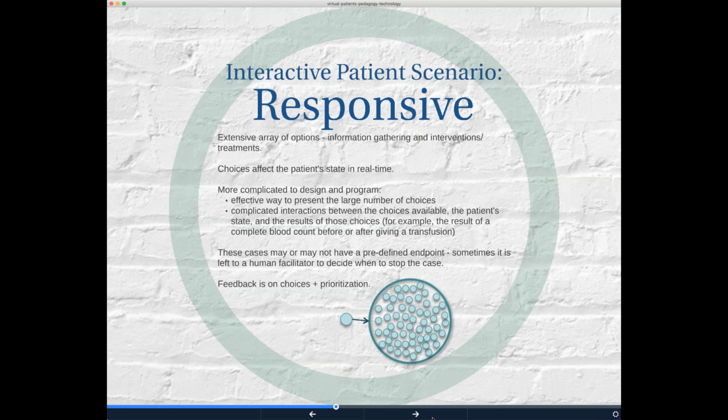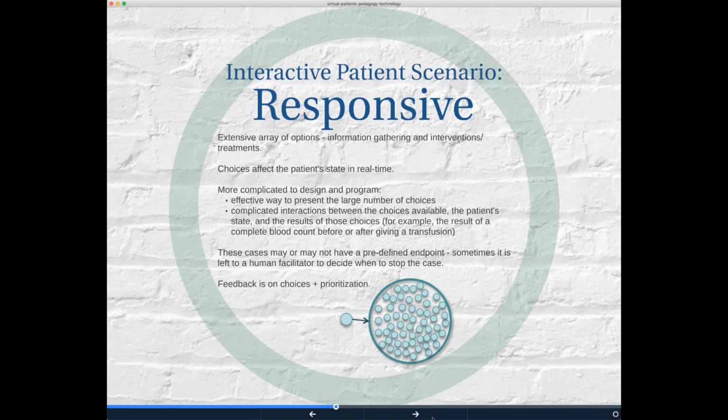So these cases are much more complicated because in the background, there has to be some kind of physiologic, I'll say a physiologic engine. It doesn't have to be a full physiologic model of a patient, but there has to be some kind of algorithms that track what the patient's state is, how that state is going to change based on the interventions that someone does, and how future questions or future investigations, the results will change based on the interventions done so far.